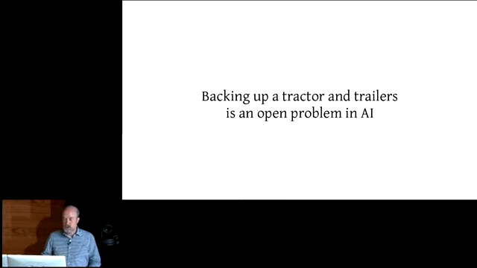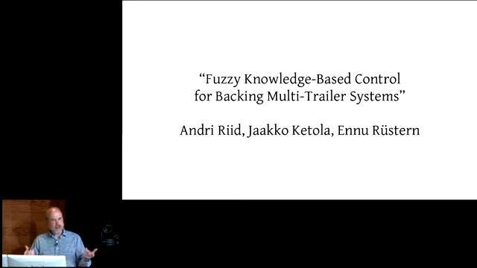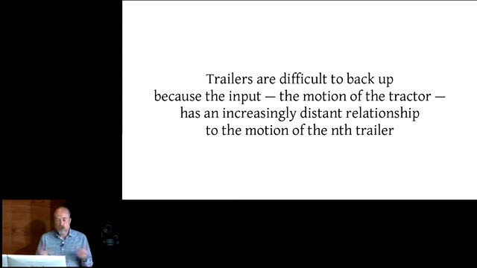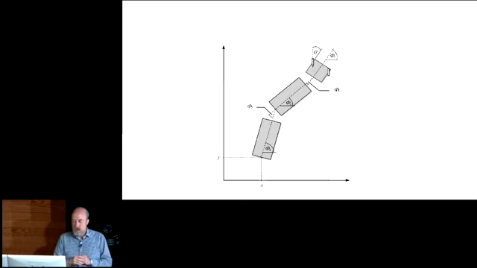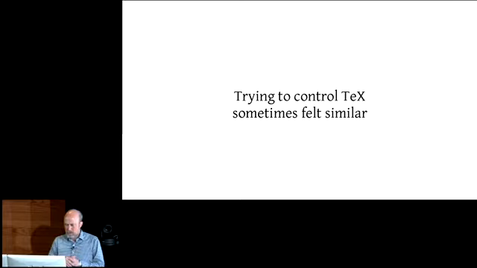Backing up a tractor and trailers is today an open problem in AI. You can find recent papers that talk about, could we back up 3 trailers with an appropriate AI? Trailers are difficult to back up because the input, the motion of the tractor, has an increasingly distant relationship to the motion of the nth trailer. And that problem, trying to control TeX, sometimes felt similar.